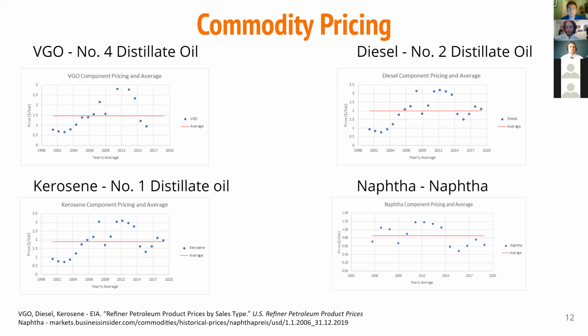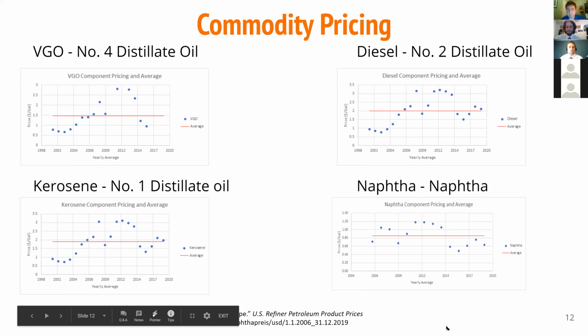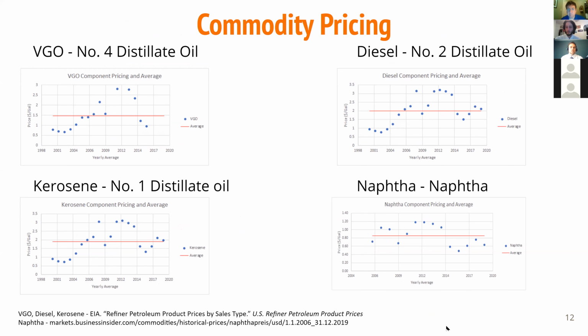Next, we'll go into our commodity pricing and how that was done. The graph below shows the yearly average prices for VGO, diesel, and kerosene in dollars per gallon over the years of 2000 to 2019. 2020 was not included due to the significant price drop from our current circumstances with COVID-19. These prices were pulled from EIA.gov and graphed to demonstrate how accurate their average is.